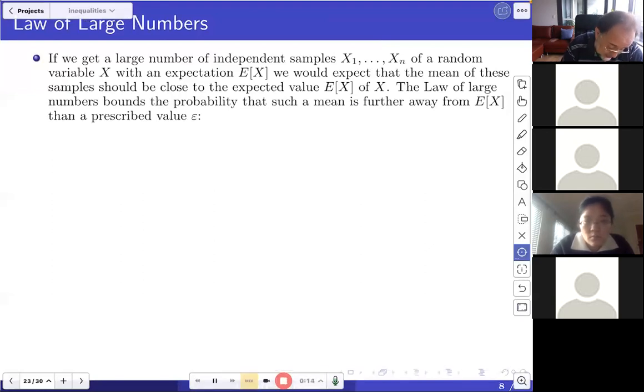And the law of large numbers bounds the probability that such a mean is further away from the expected value of x than a prescribed value epsilon.